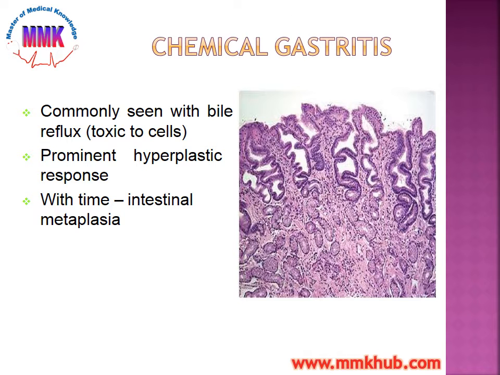Chemical gastritis is a form of chronic gastritis. It is commonly seen with bile reflux because bile is toxic to the gastric cells. There is a prominent hyperplastic response, and with the passage of time, if the insult is present, it can lead to intestinal metaplasia.